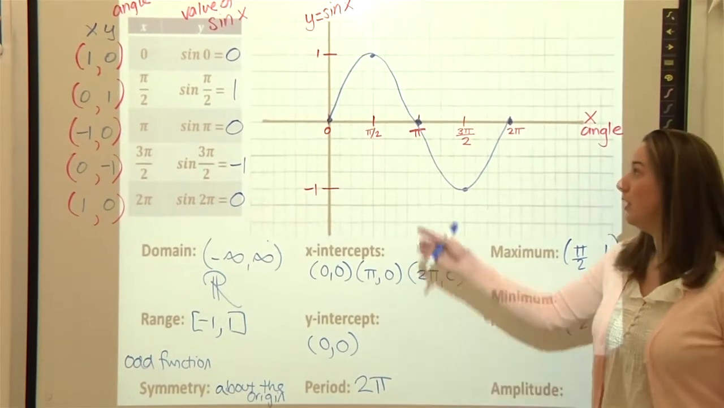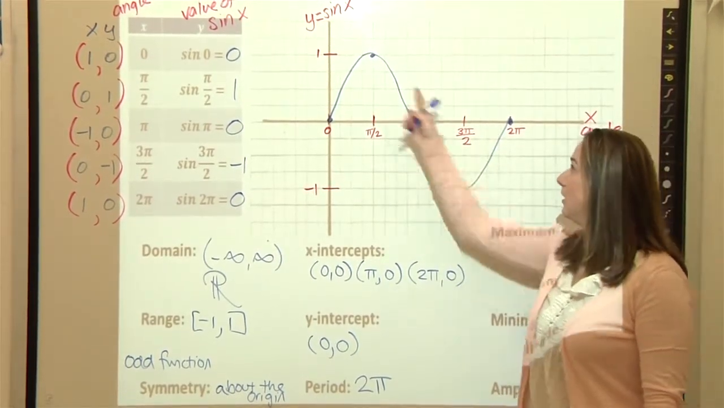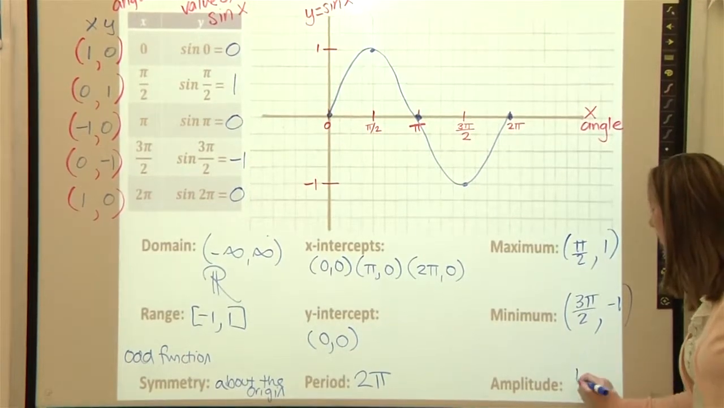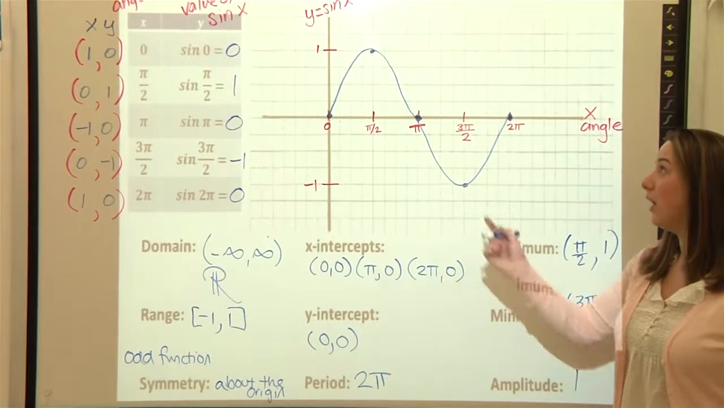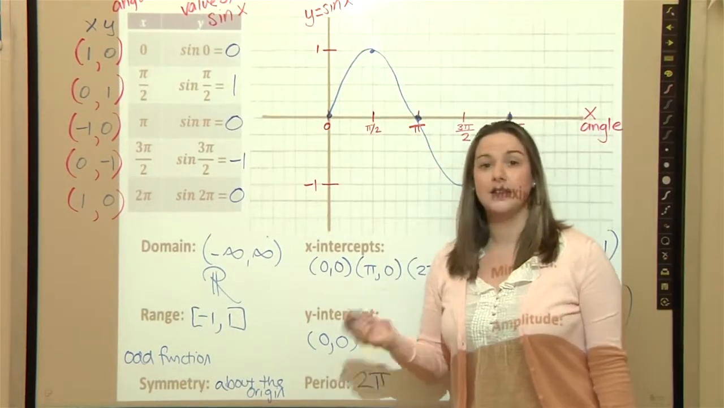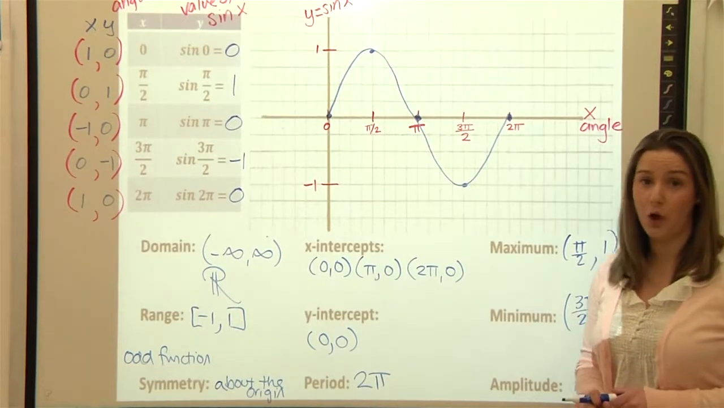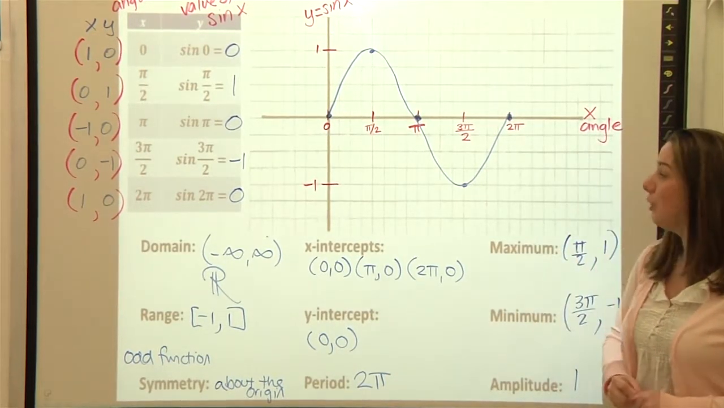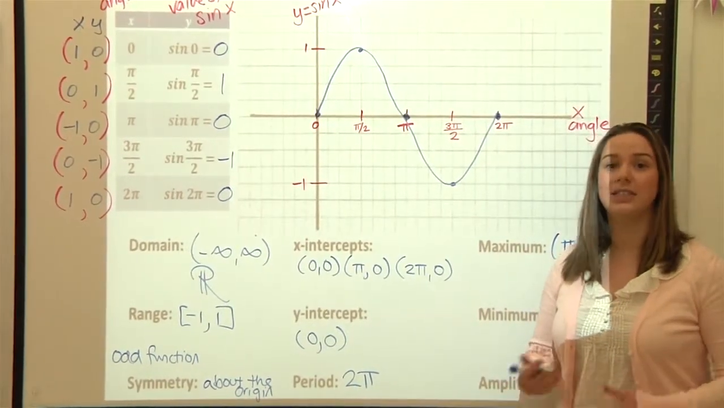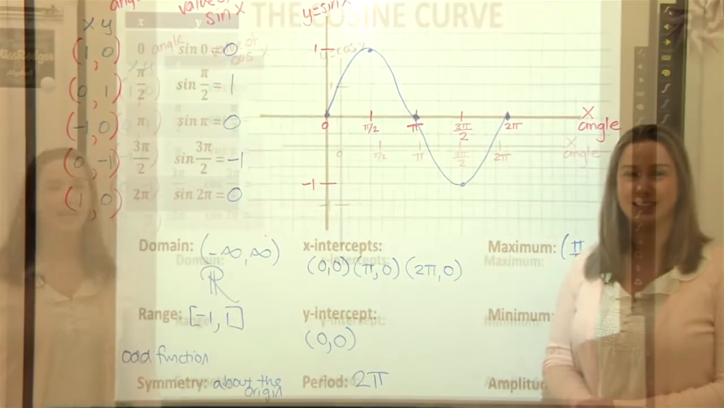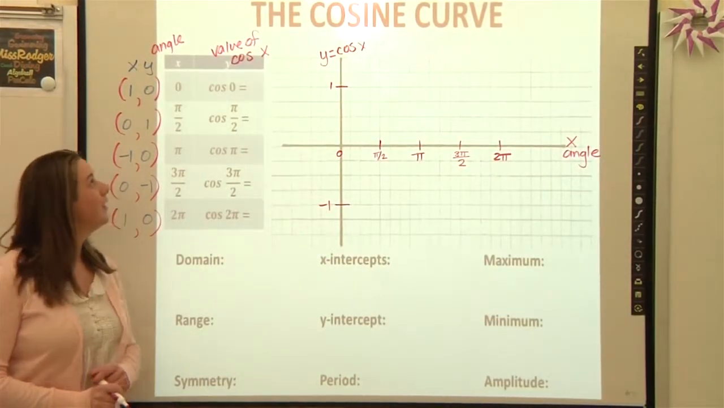And our amplitude, this is going to be our distance from here to here. So we have a distance of 1. And this is also the absolute value of a. And for our sine of x graph, this is the absolute value of 1, so our amplitude is 1. The amplitude is always going to be positive. So this is the foundation for our sine curve, and we're going to use this to build other sine graphs. Let's take a look at our cosine curve now that we've graphed our sine graph.